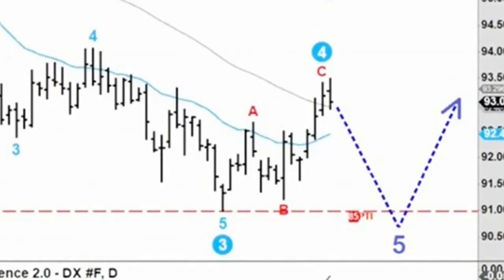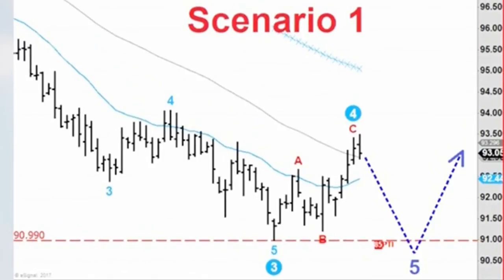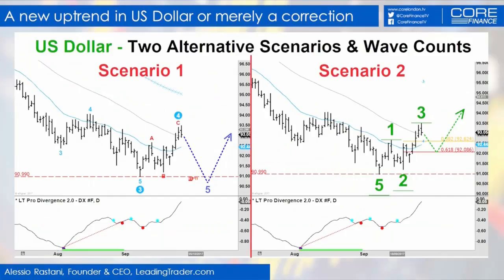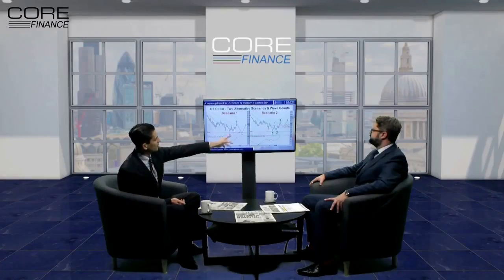That's one potential scenario. I don't actually prefer this particular scenario. I think that's incorrect. So I actually prefer the second scenario. I should just say, if scenario one is correct, then look for a move down to retest the previous lows to form wave 5, and then we'll form that potential bottom. Maybe a double bottom on the dollar index. Exactly. Maybe a double bottom will form, and then maybe a new trend will develop. Understood. Now, I don't think that's correct. I think scenario two is correct.